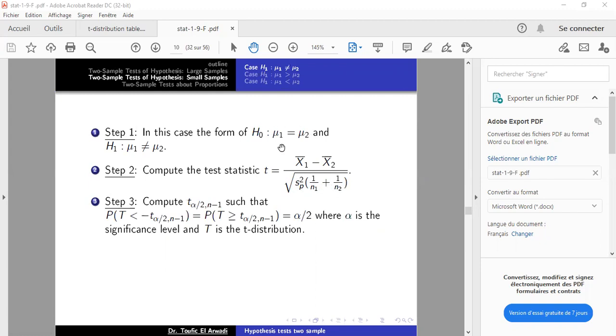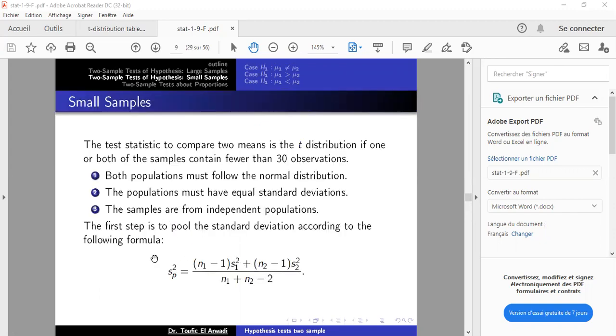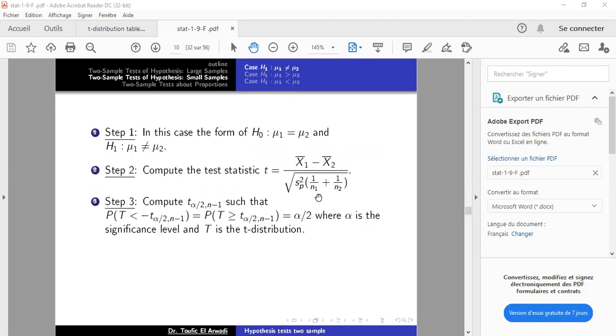We recall that x bar 1 is the sample mean of the first sample, x bar 2 is the sample mean of the second sample, and SP square we computed with this formula. N1 is the size of the first sample, N2 is the size of the second sample. Step 3, we compute this quantity T alpha over 2, N minus 1. This comes from the probability of the T distribution, and the T distribution allows us to compute T alpha over 2 according to tables.